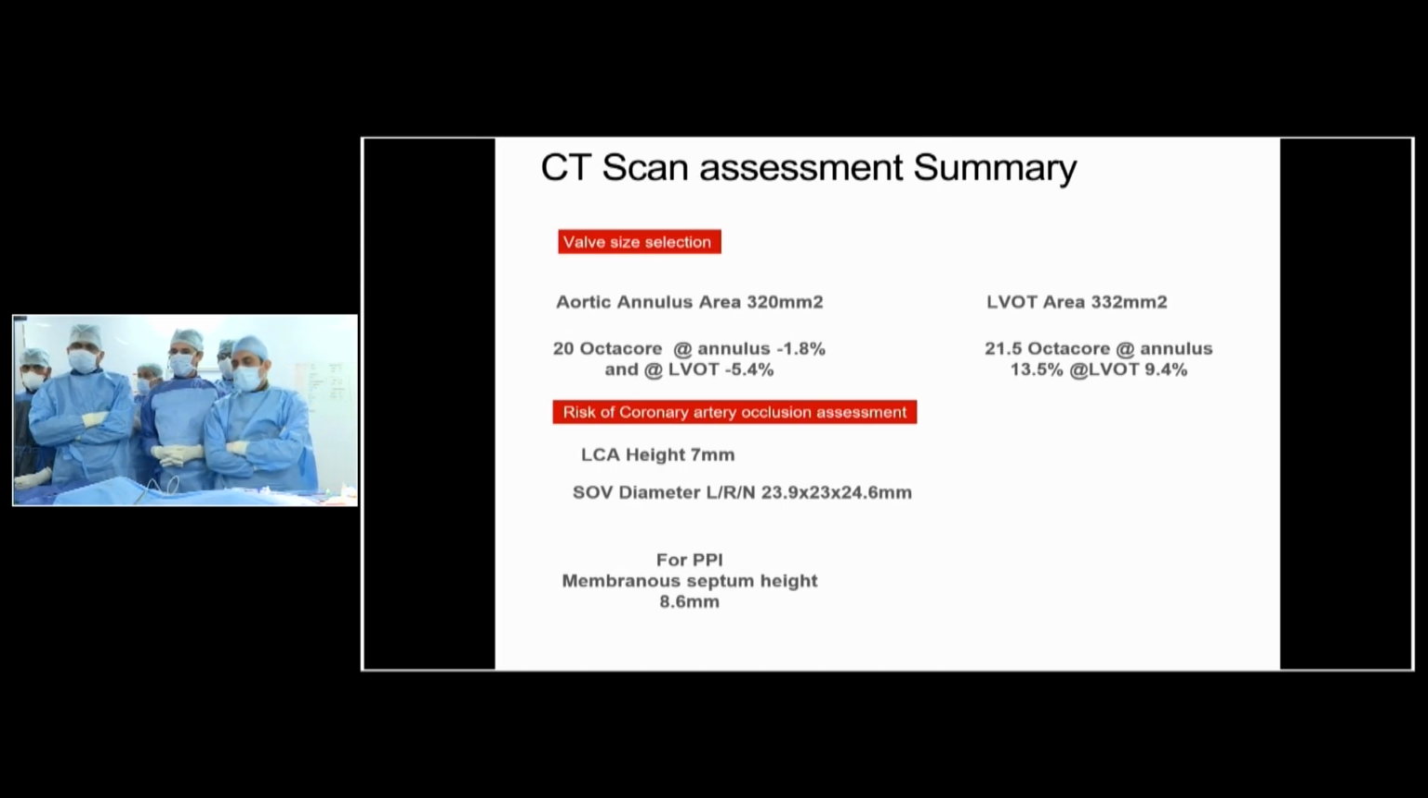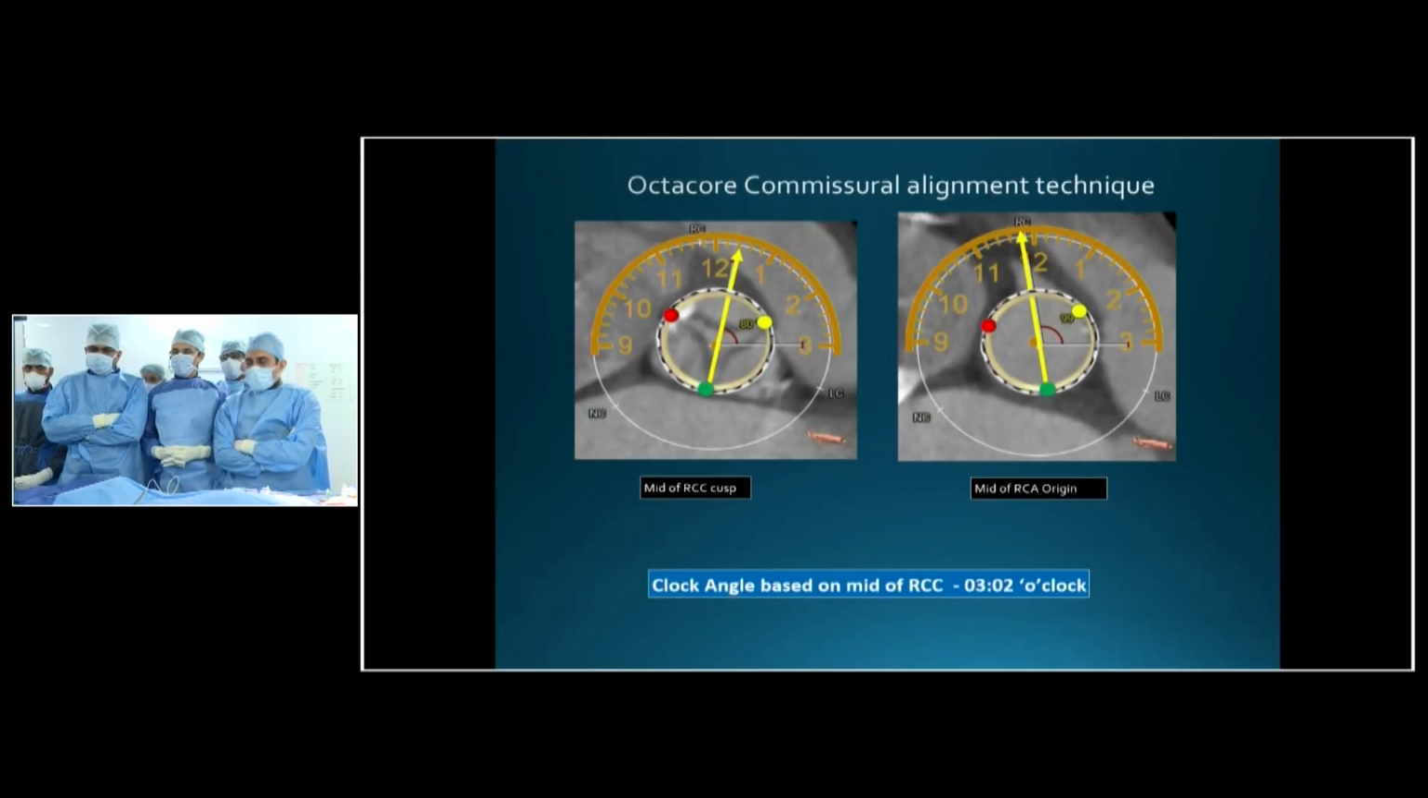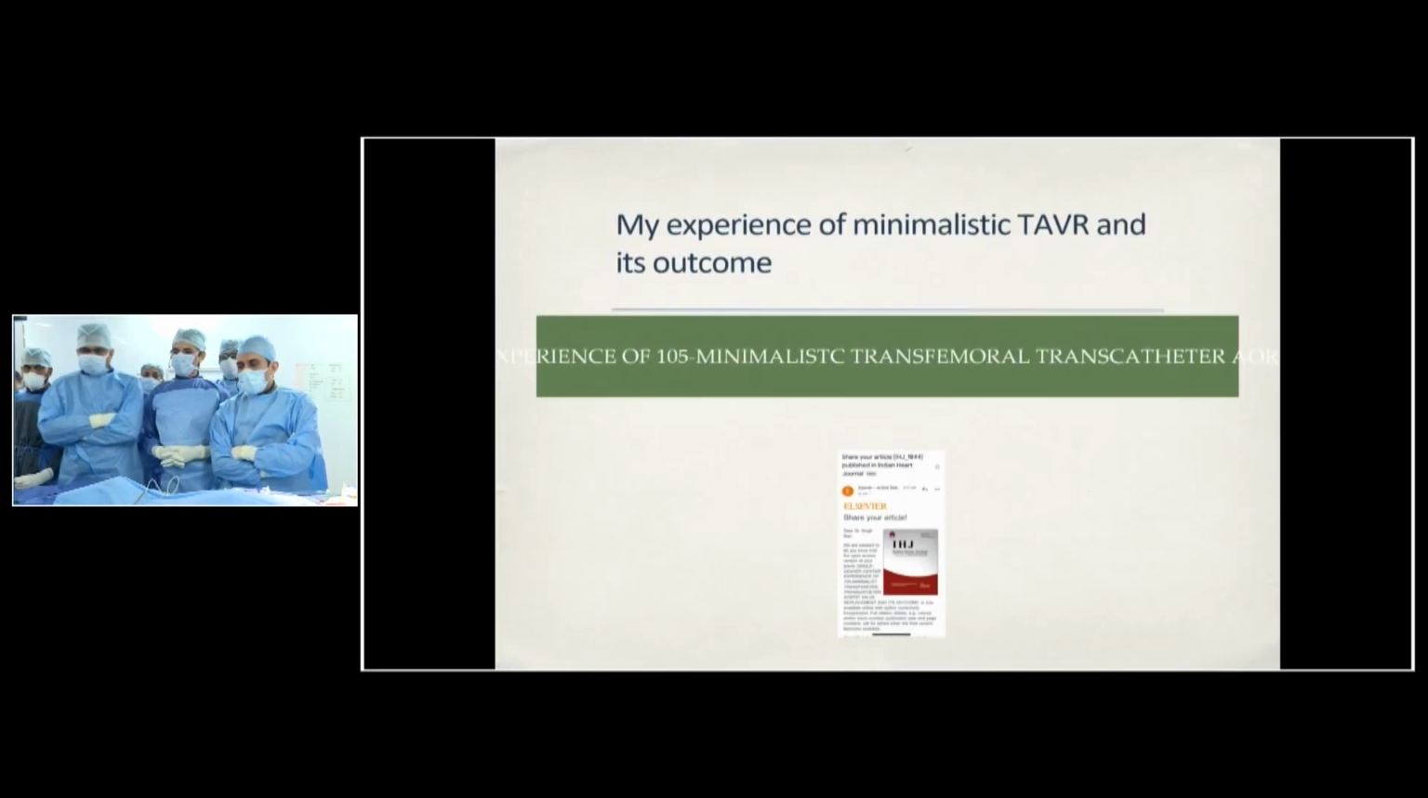As well as narrow QRS EKG. Next one. So this is how the valve is crimped in order to do a commissural alignment. This is a clock which is there on the crimping tool. The RCC is crimped, and the majority of the time the valve, when it is deployed, is going to have a commissural alignment.